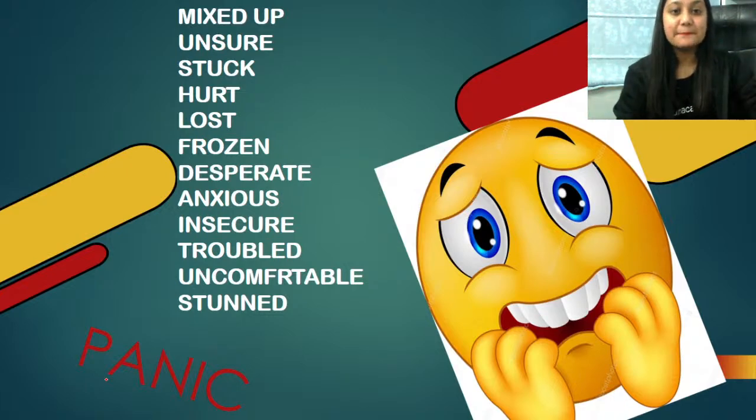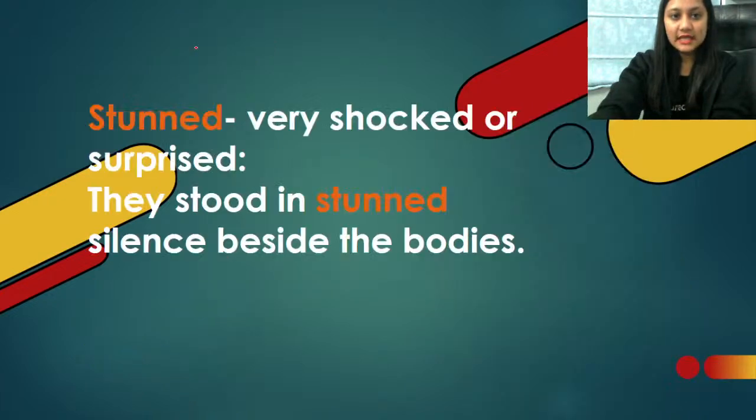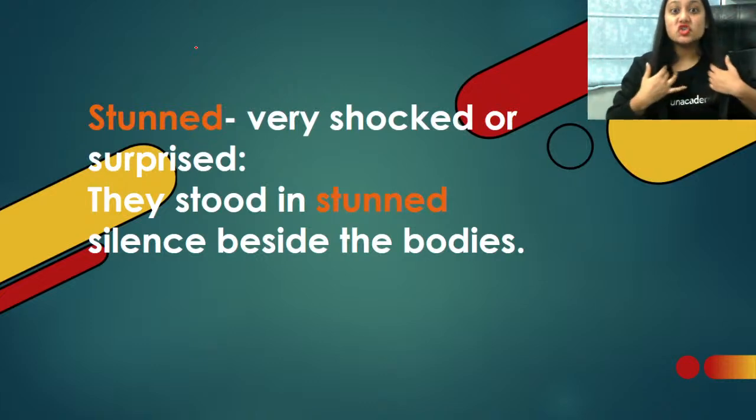So you can use terms like mixed up, unsure, stuck, hurt, lost, frozen. Frozen is a perfect replica of the term panic. Desperate, anxious, insecure, troubled, uncomfortable, and stunned. Clear? Stunned means very shocked or surprised. They stood in stunned silence beside the bodies. They were panicking. They were shocked, right?